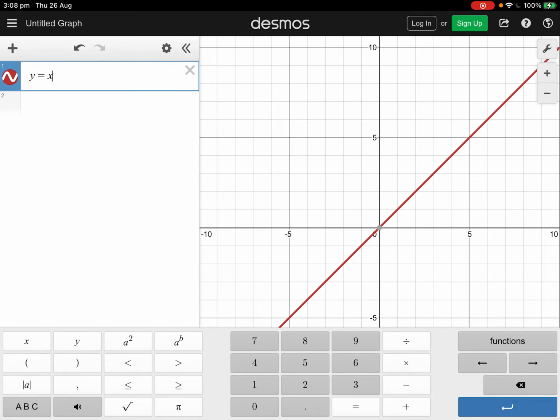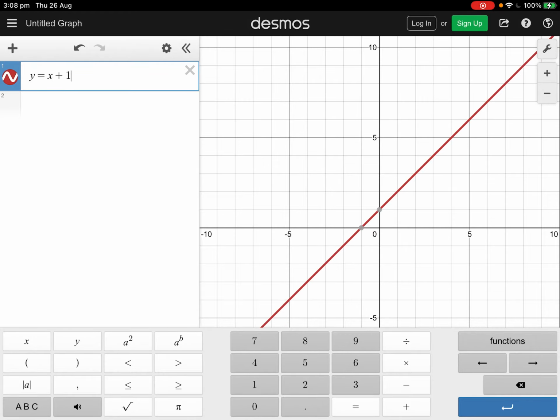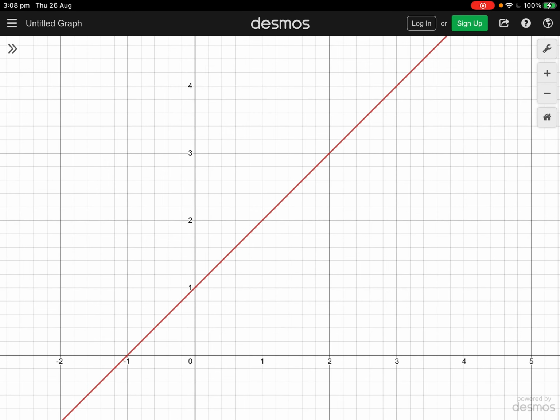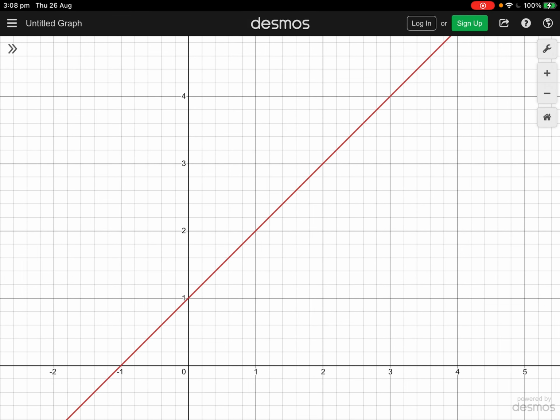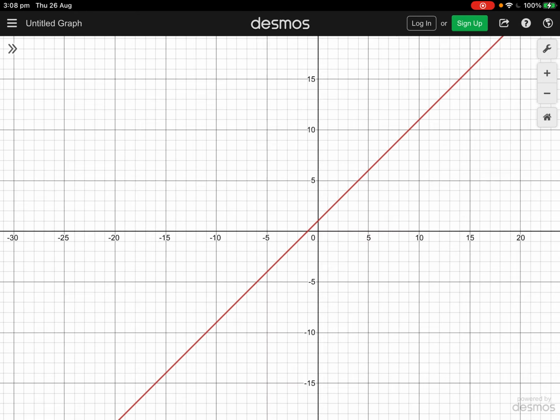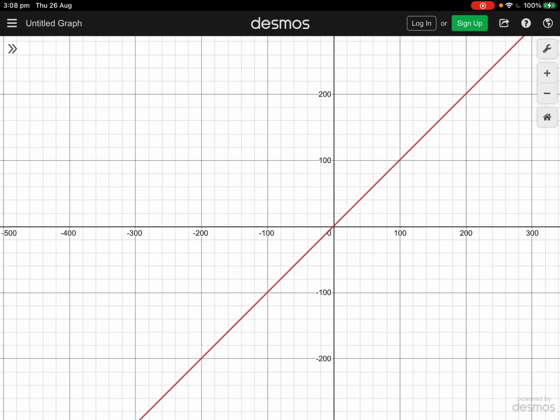So all you need to do is put in your equation. So y equals x plus 1, and there we have it. We have our graph. And as we can see, we have our same points like we did: we have our point at 0, 1. You probably can't see, I don't have a pointer on this. We have our point at 1, 2, and we have our point at 2, 3.